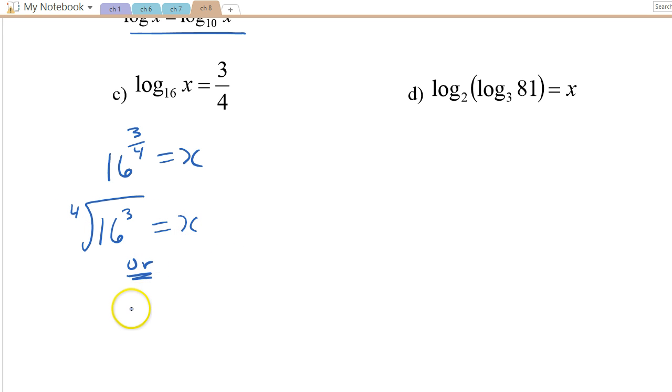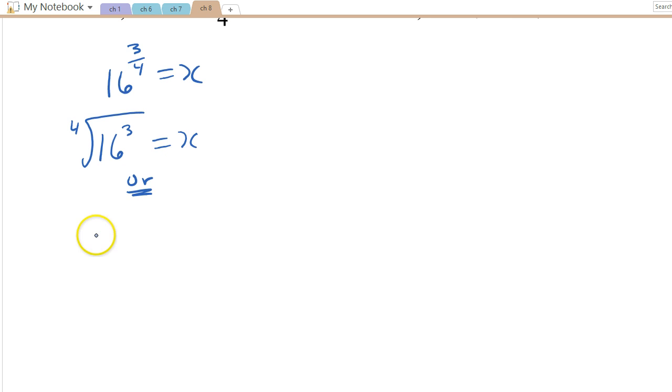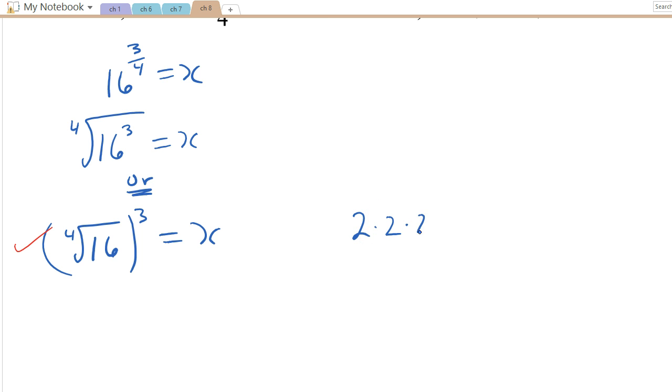Or I could also write it as the fourth root of 16, and then cube it, is equal to x. Okay, so this is just two different ways of putting the orders in different ways, and it does make sense to have it this way because I can actually figure out what the fourth root of 16 is. If you recall, 2 times 2 times 2 times 2 is going to be equal to 16. So 2 to the fourth is equal to 16.